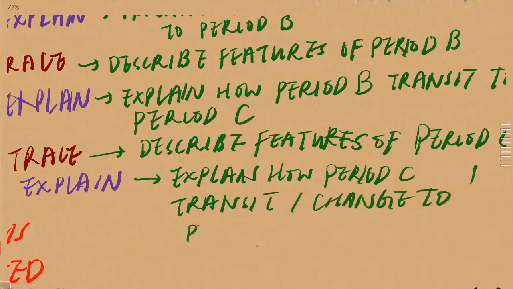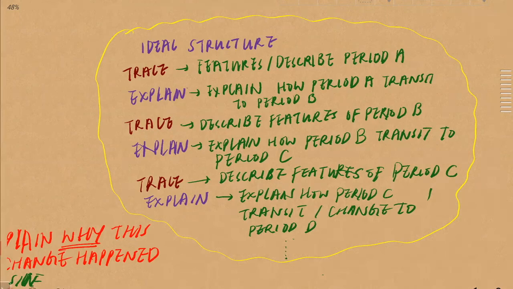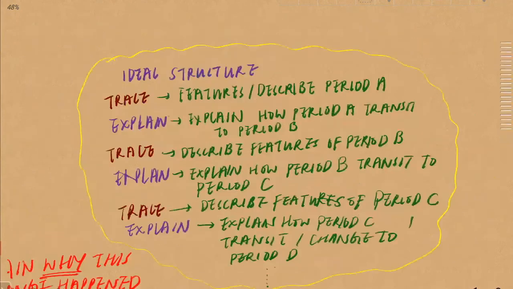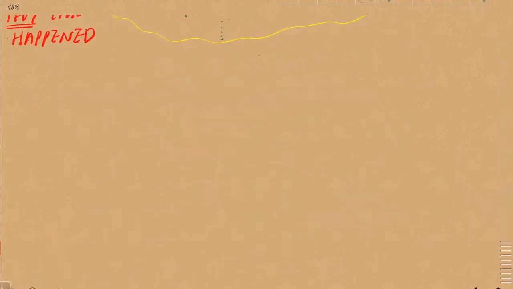and so on. So depending on how many stages you divide the time frame into, you'll have to describe each period and then explain how one period changed to another, one by one. This is the general ideal structure of trace and explain questions. So now, it's your turn to try.